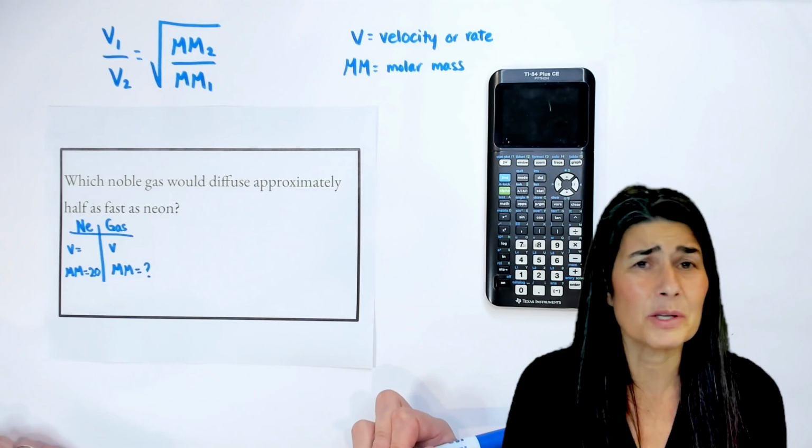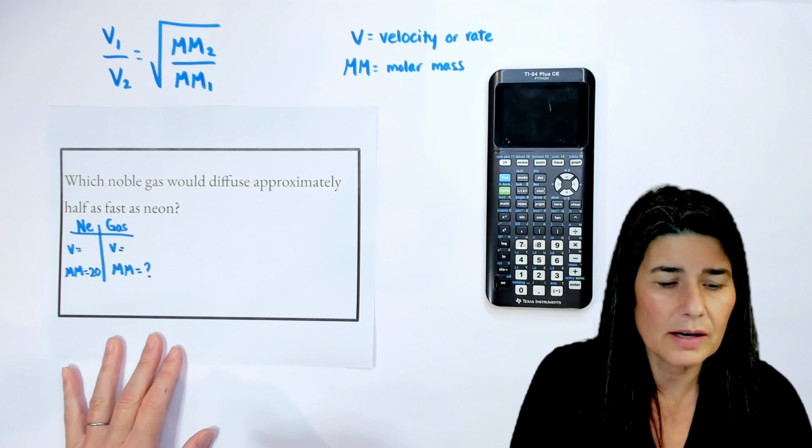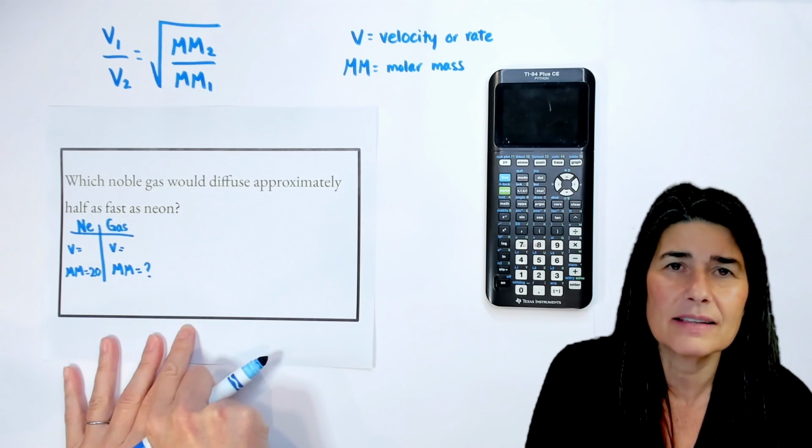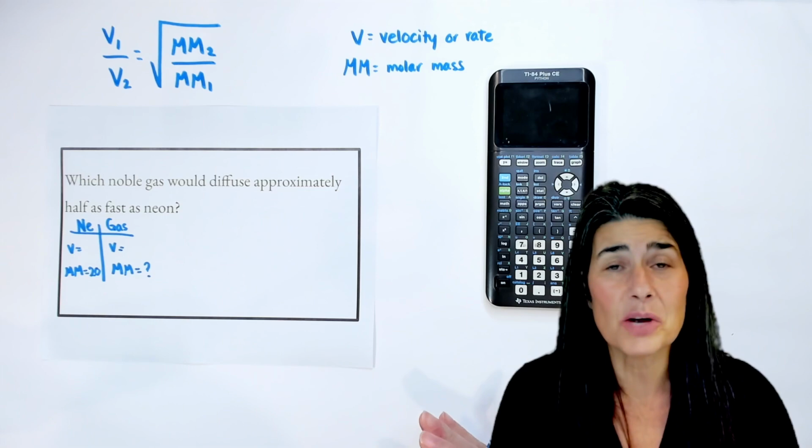So that's my question. Now, this is the tricky part. I need to know that my gas is half as fast as neon. Neon is twice as fast as my gas, or my gas is slower. Since my gas is slower, I know it's bigger. My answer had better be bigger than 20.